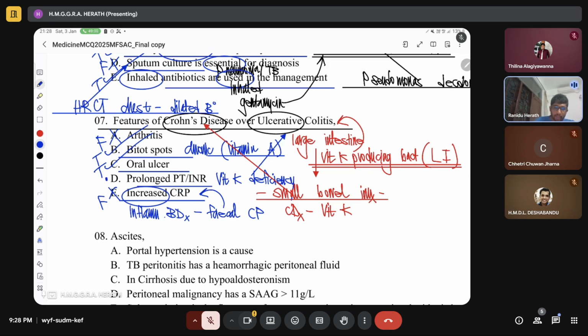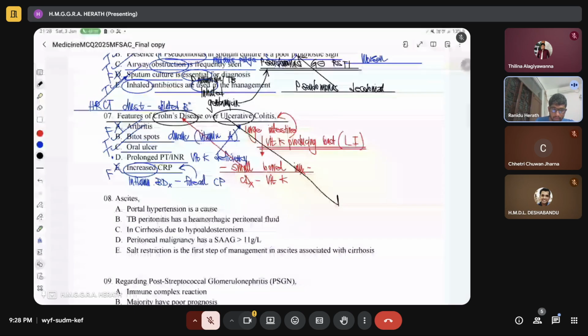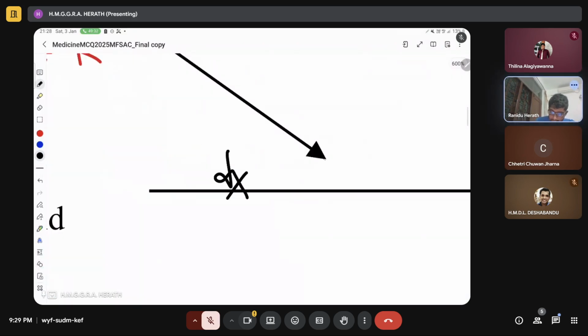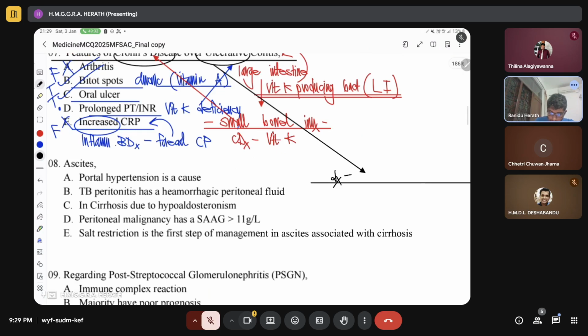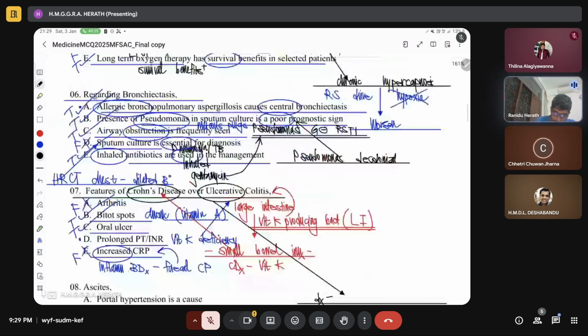So you need to know how to differentiate ulcerative colitis and Crohn's disease clinically. But how do you differentiate them in the diagnosis? How do you come to a diagnosis of these diseases? Involvement of the parts. Yes, that is one way.